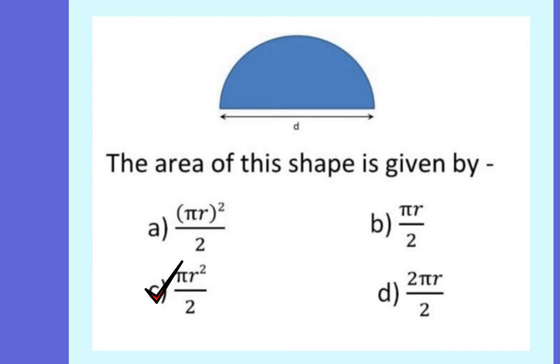The next one, I look for the area of this one. So we know the area is pi r squared, but I've only got half a circle, so I need to divide that by 2. So the area is given by C.